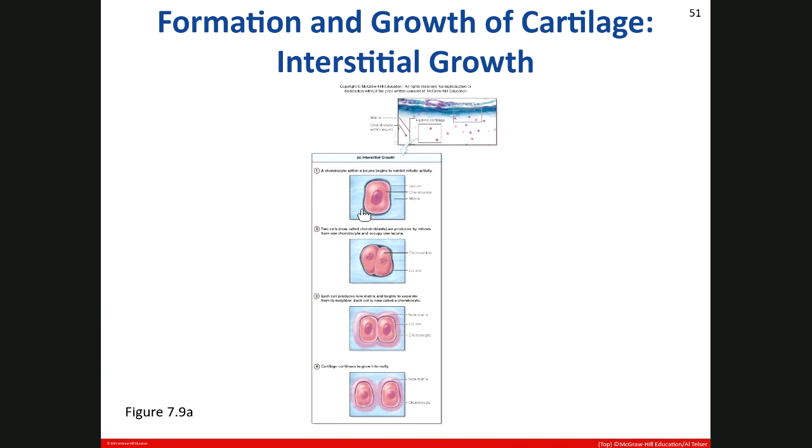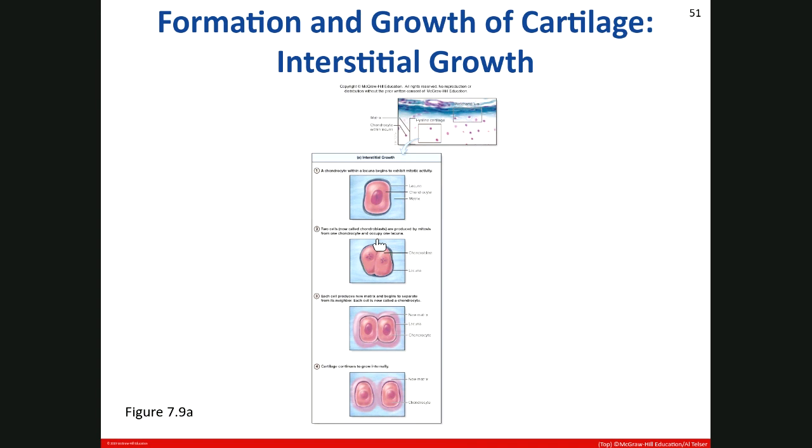Here you can see a chondrocyte, and the chondrocyte is located in this cavity, which we call lacuna. And this chondrocyte starts to do mitotic division. The result of mitotic division is two daughter cells. These two daughter cells are young, so we call them chondroblasts. And you see that they are located in one lacuna.